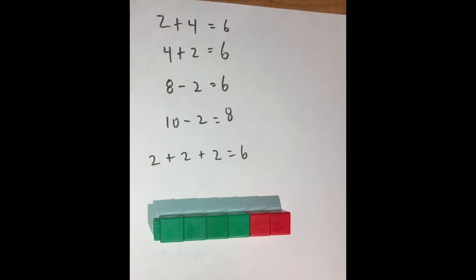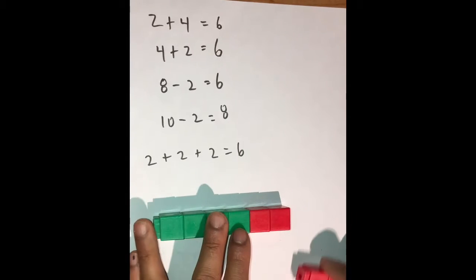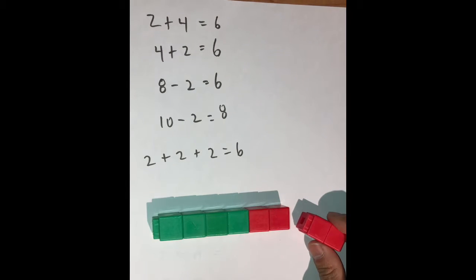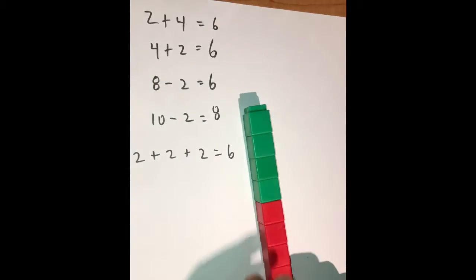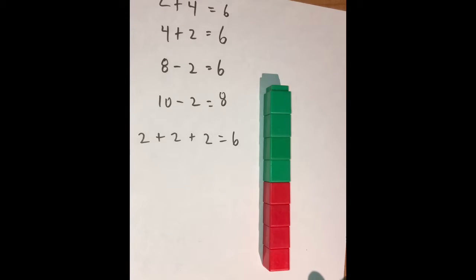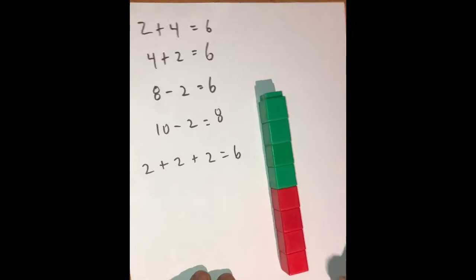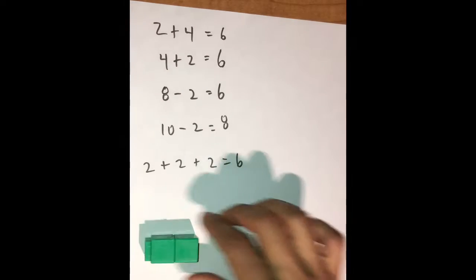So 6 is 2 more than 4 and 2 less than 8. If we have 10 blocks together and subtract 2 blocks, we have 8 blocks. Our last statement is related to the first two.